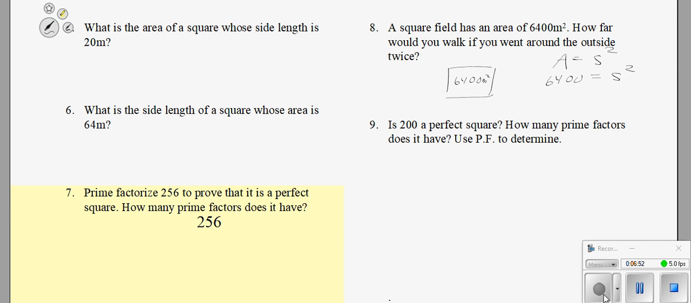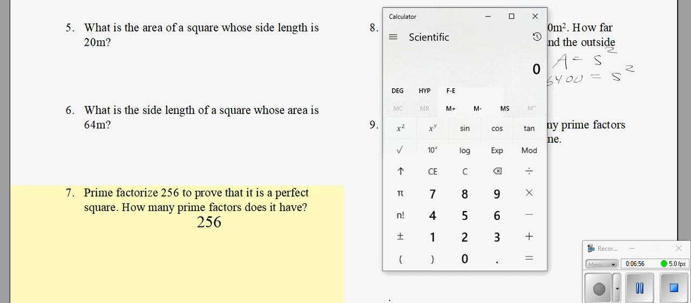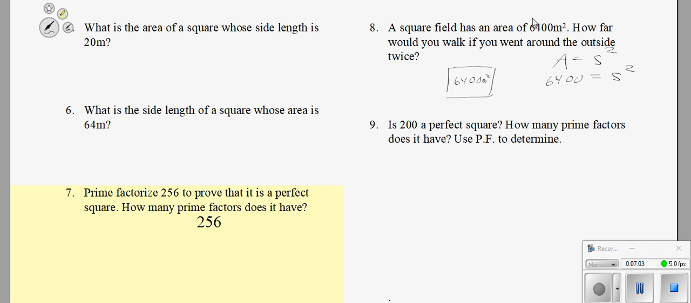I'd square root 6,400, wouldn't I? So if I grab my calculator and ask, what is the square root of 6,400? It says 80, which means that the side length of this square field is 80 meters.